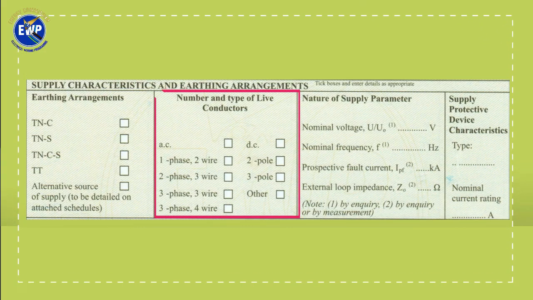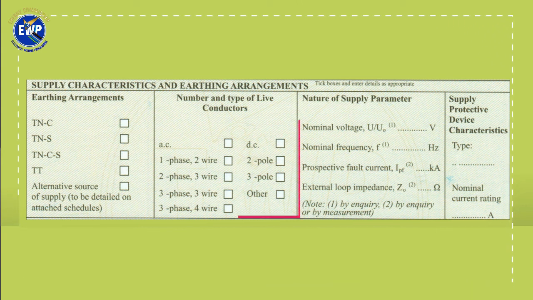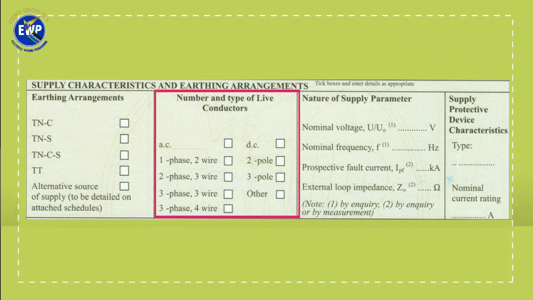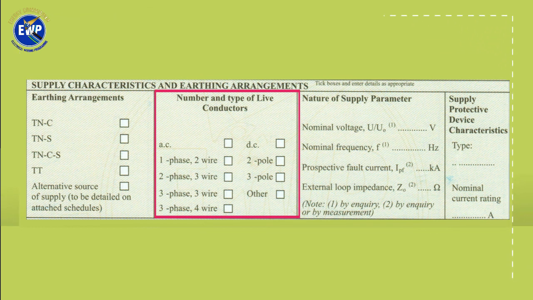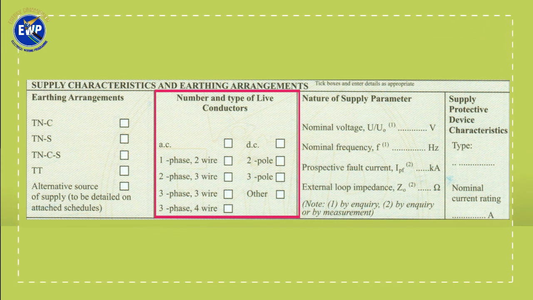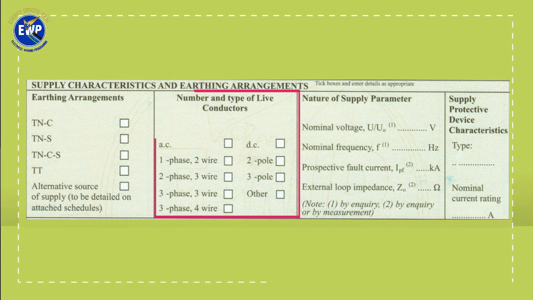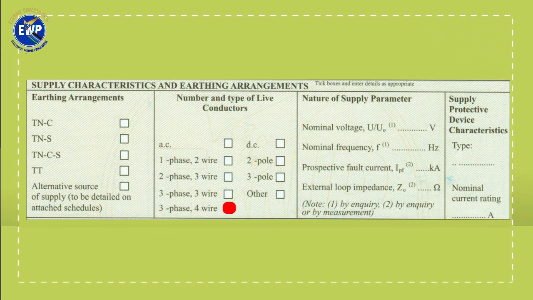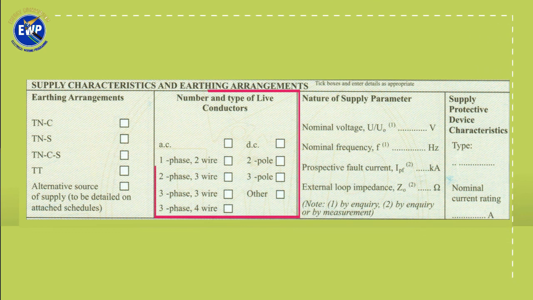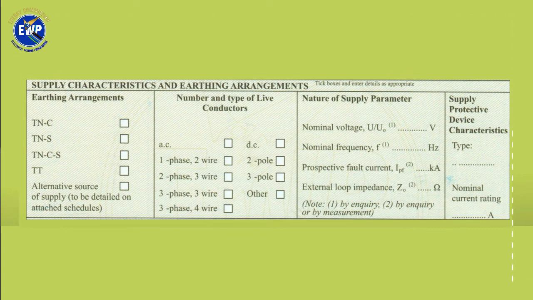Number and type of live conductors. Now, the installation you have worked on could be an AC system or a DC system. If it is an AC system or a DC system, you are to tick the number of live conductors. It can be single phase 2 wire, 2 phase 3 wire, 3 phase 3 wire, or 3 phase 4 wire. What is common in our jurisdiction here? For single phase, it is single phase 2 wire, and for 3 phase, it is 3 phase 4 wire. If it is a DC system, you are expected to indicate whether it's a 2-pole, a 3-pole, or a 4-pole.